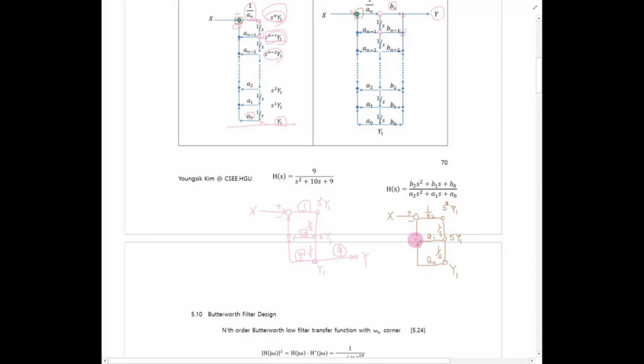Okay, then to find the output expression for y, we need to include this part. So the weighting factor for s squared is b2, so we have to multiply b2 and this node, and for s times y1 the weighting factor is b1, and the last one is the weighting factor b0, and the weighted sum of all of this will give y. So this is called the second order lattice.